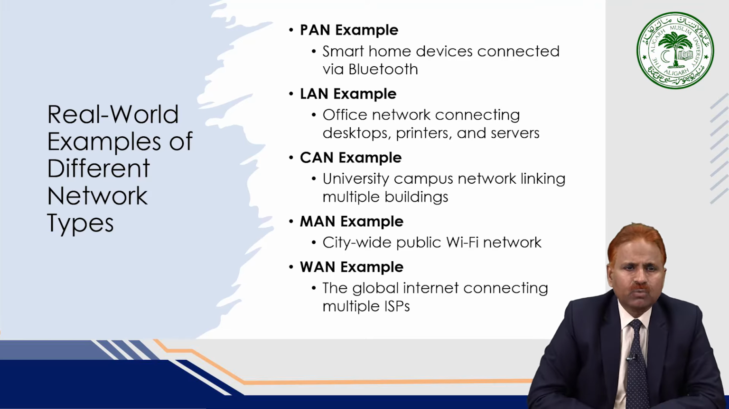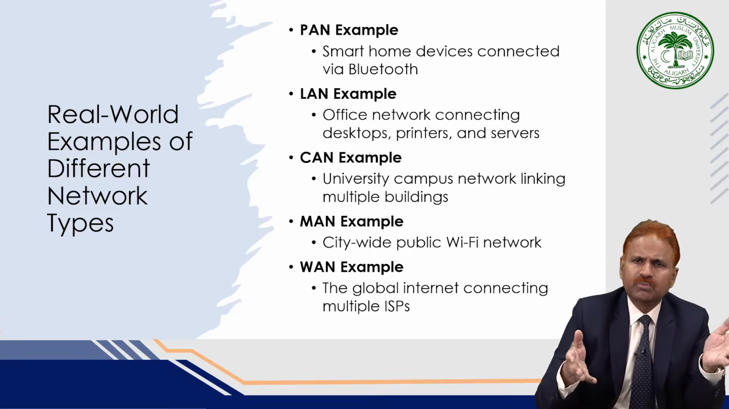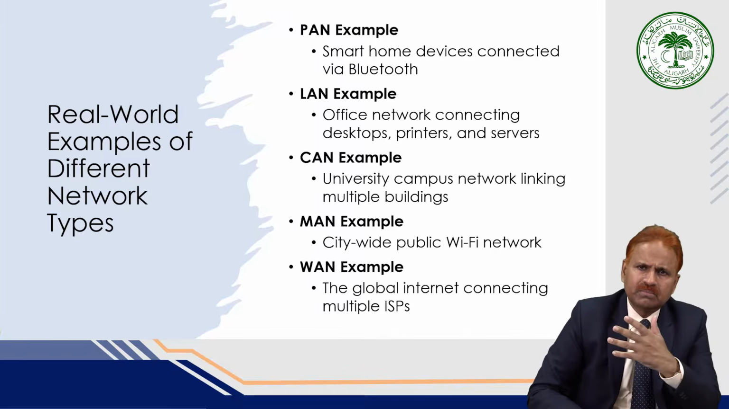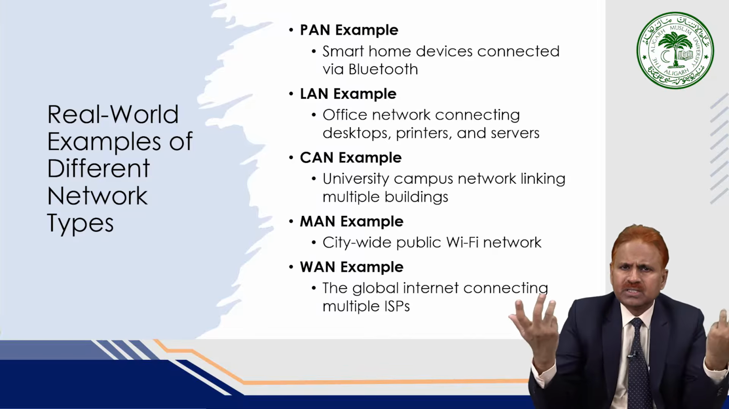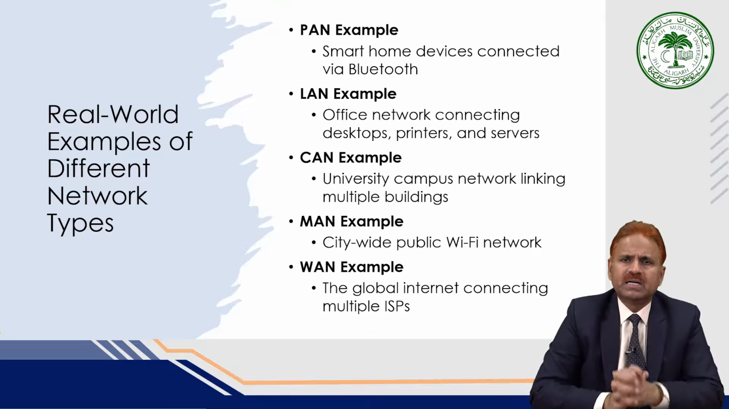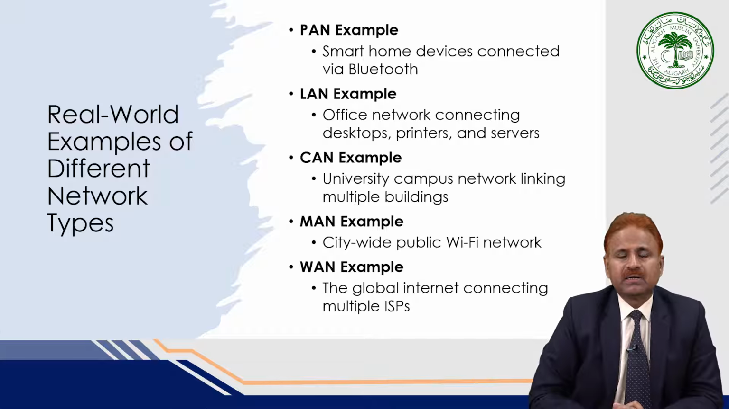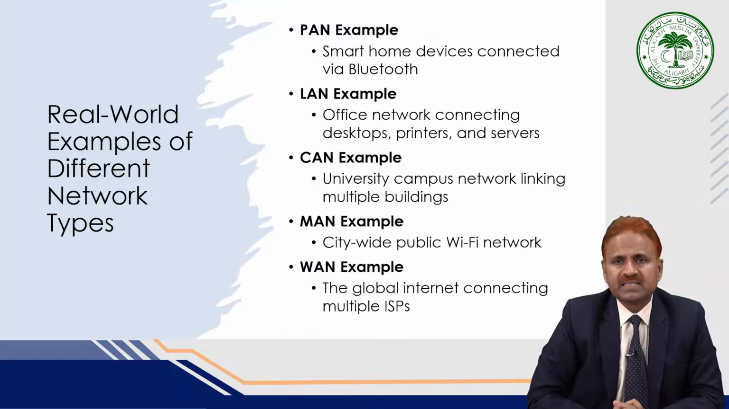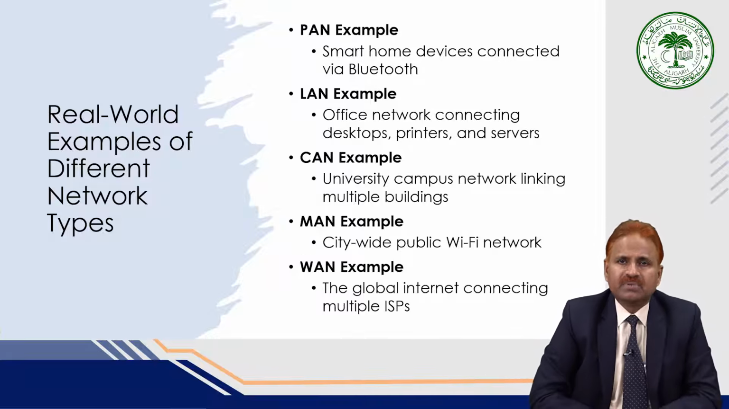Here are some real world examples for different types of networks. For a PAN, it is smart home devices connected via Bluetooth. In your home, you have a fridge, TV, and very smart devices, and all the devices can be connected with each other. So they form an example of a personal area network. An example of a local area network is an office network connecting desktops, printers, and servers. They are connected with each other in an office, or in a lab.